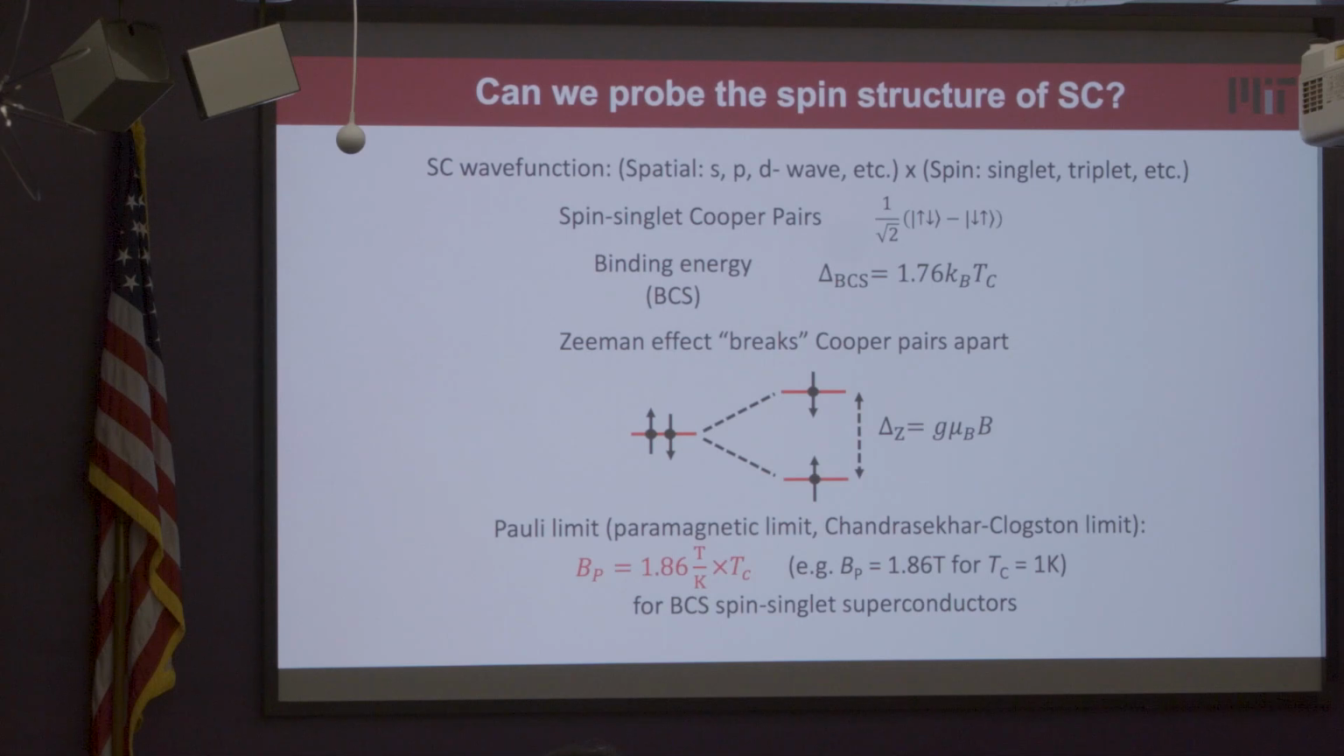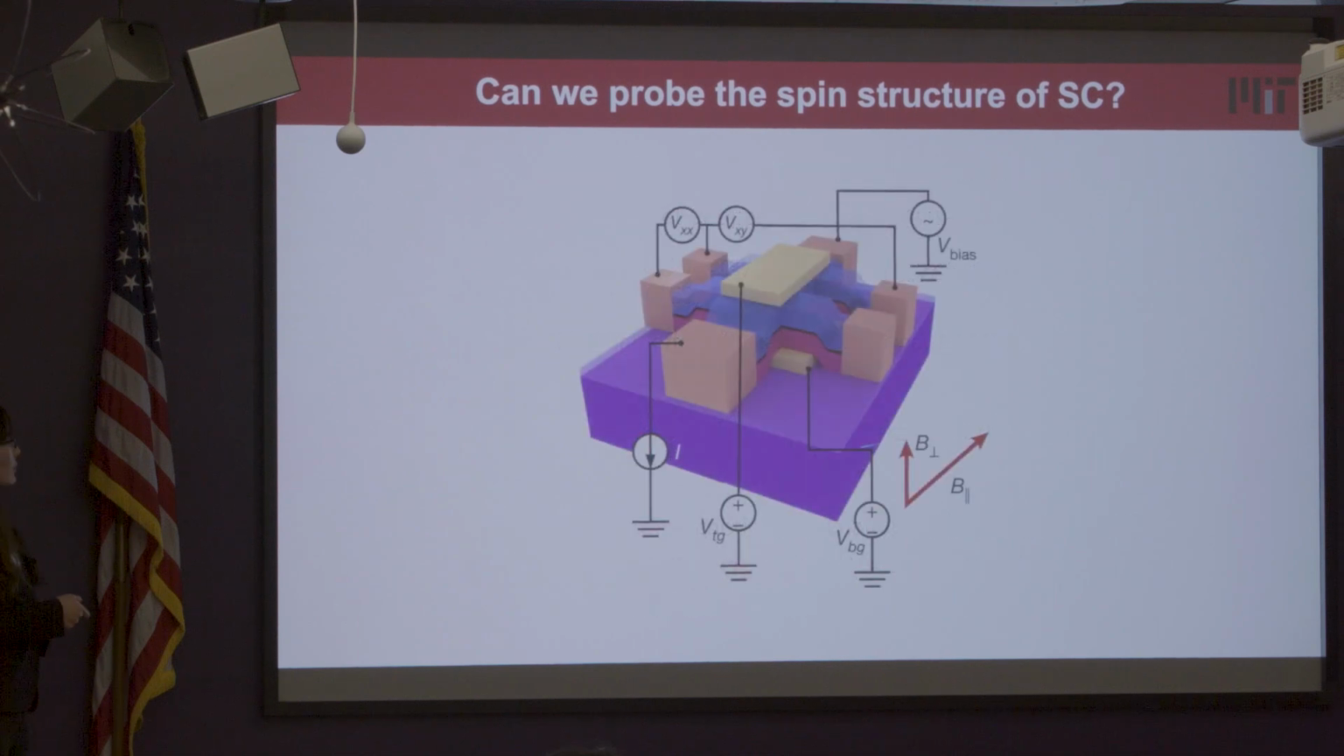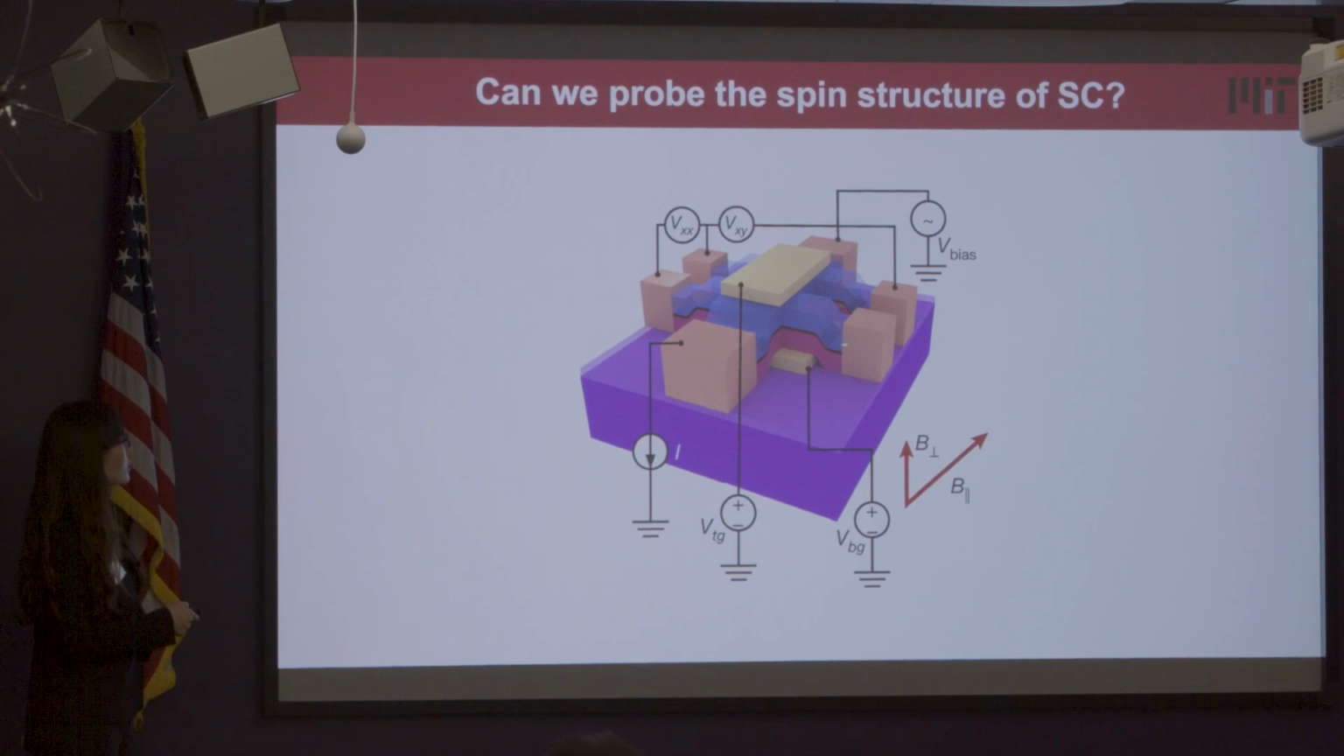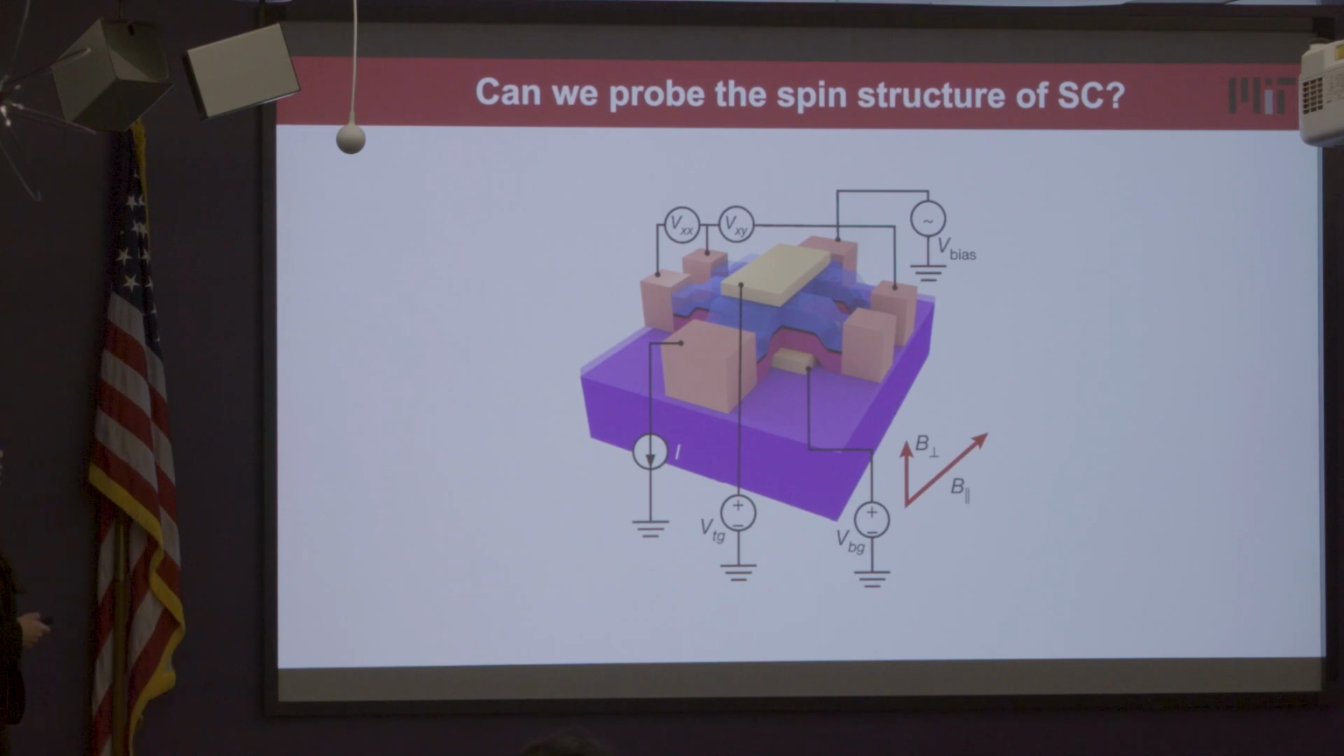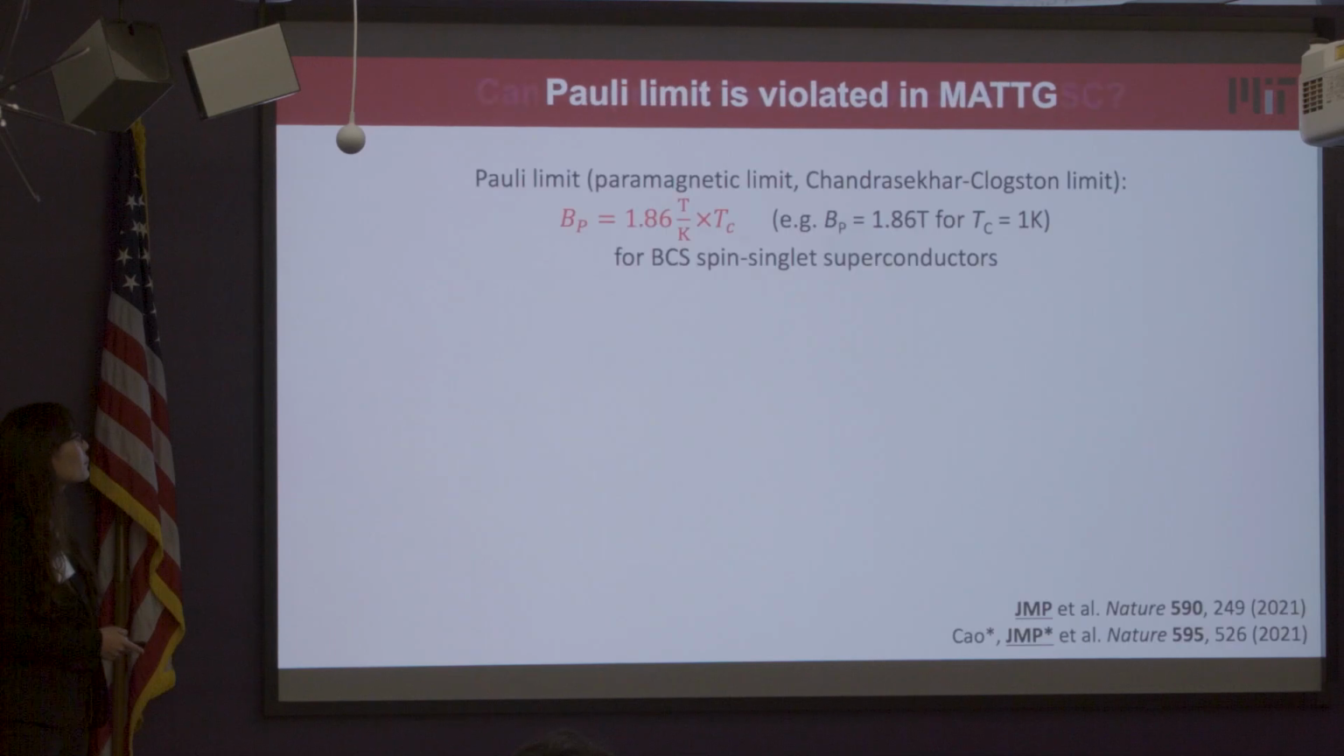So we can measure our critical magnetic field with the Zeeman field in our system and try to compare it to the nominal Pauli limit. How we do this experimentally is, here's our device structure where our twisted trilayer graphene is in this plane with the gates and the electrical contacts, and we can apply the magnetic field in the parallel direction, in the 2D plane of the twisted trilayer graphene. That's how we hope to induce some Zeeman field in the system.